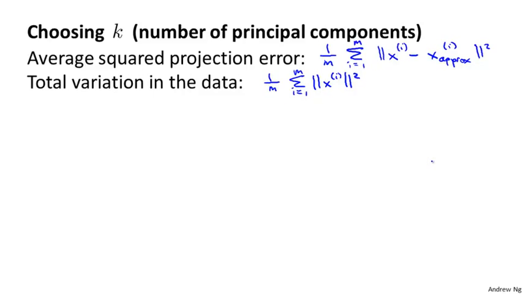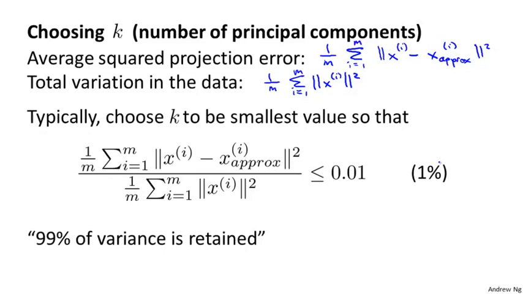When we're trying to choose k, a pretty common rule of thumb is to choose the smallest value so that the ratio between these is less than 0.01. In other words, a pretty common way to think about how to choose k is we want the average squared projection error, that is the average distance between x and its projections, divided by the total variation of the data, that is how much the data varies. We want this ratio to be less than, let's say, 0.01, or less than 1%, which is another way of thinking about it.